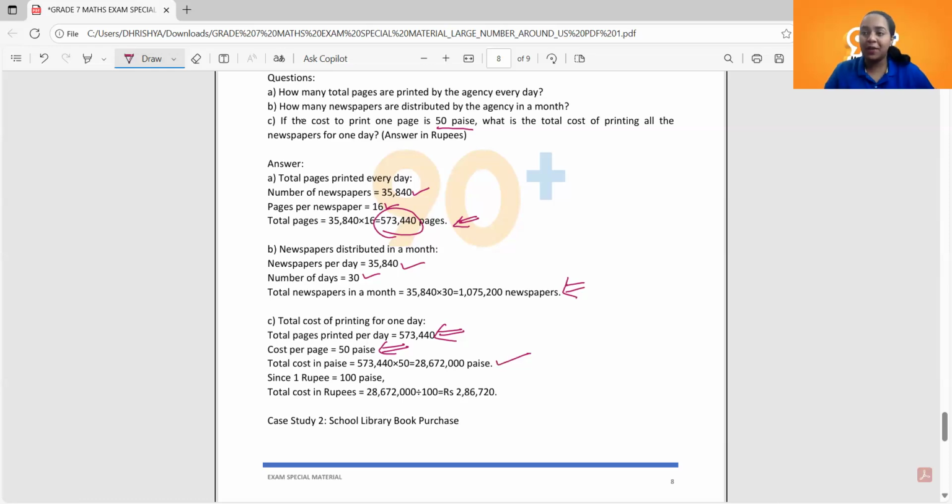So, how much is 1 rupee? 1 rupee is 100 paise. Paise is not there now, so you most probably will not have learned. Paise was very old money, okay? So, 1 rupee was 100 paise. So, what will you do? You'll divide by 100. Paise is a small amount, so the quantity will be very large. Dividing by 100, you will get 2,86,720. That will be the amount to print for one day.